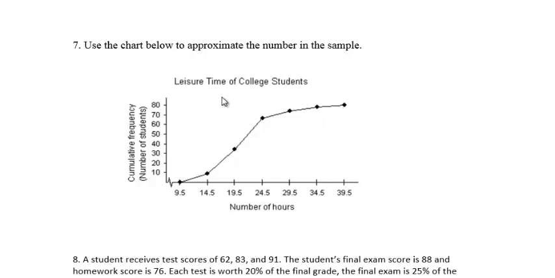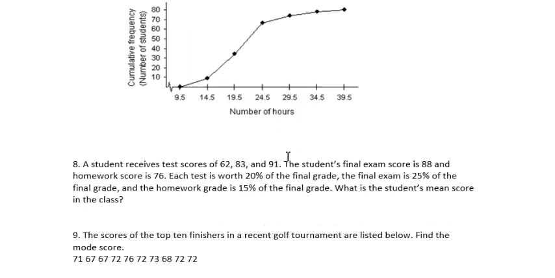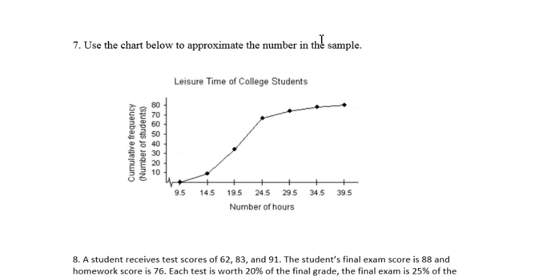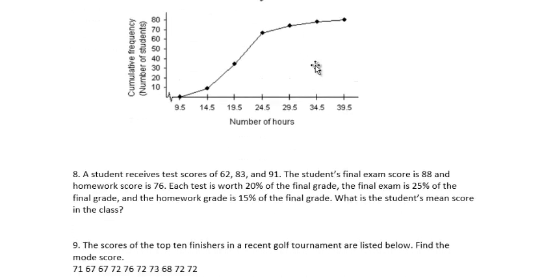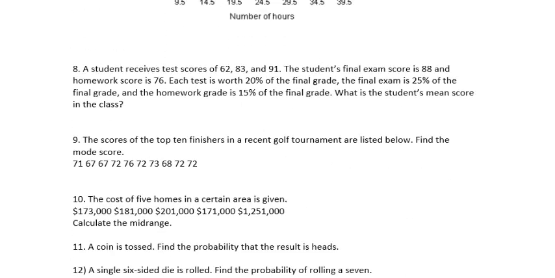So the total number of students in the study is approximately 80, because cumulative frequency means the total number up to that point, the total number that have up to 39.5. So this would be approximately the top of the chart, which comes out to about 80 students. That's what I would estimate. I think if you put 82 or 83, you could probably make an argument for that also, but it's approximately 80. Okay, let's take a look at number 8.